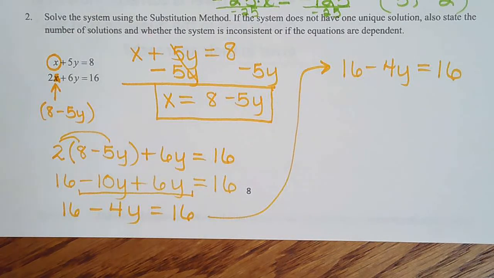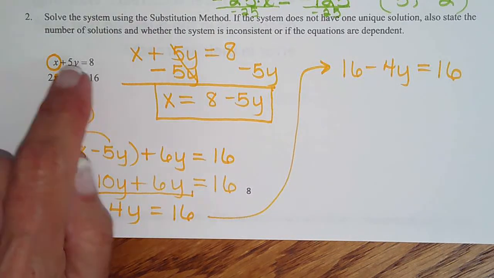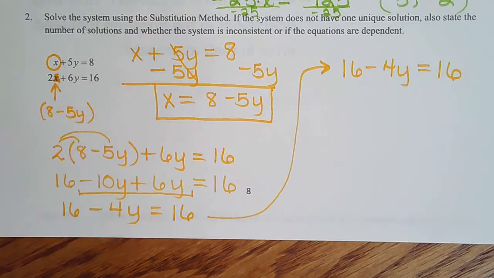Why do we pick the one with 1 in front? Because if you pick 5, for instance, you're going to get fractions. y equals 8/5 minus 1/5 x. So you don't want ugly stuff like that. If you pick the variable with a 1 in front, then you'll get nice whole numbers.